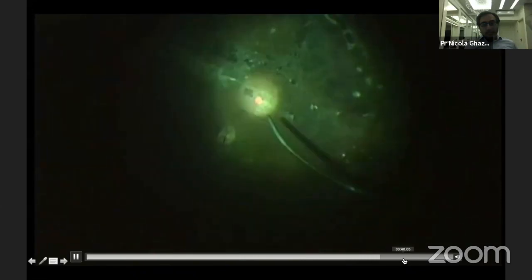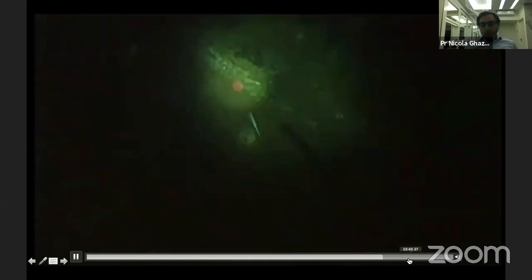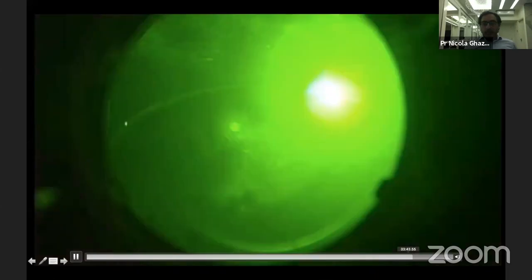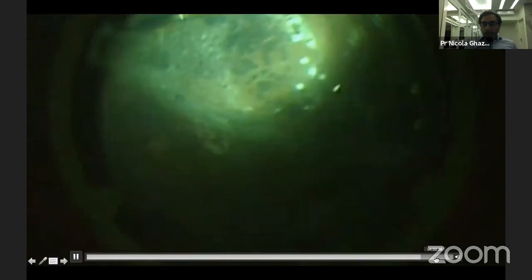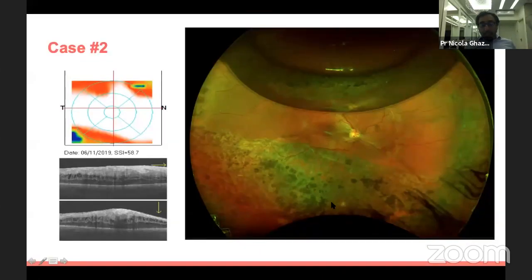The schisis margin is barraged from ora to ora, as you can see here with scleral depression to the ora, and then the outer breaks are barraged by laser. So the patient did well as far as the retinal detachment is concerned, but then a few weeks later, he developed recurrence of the macular proliferation.